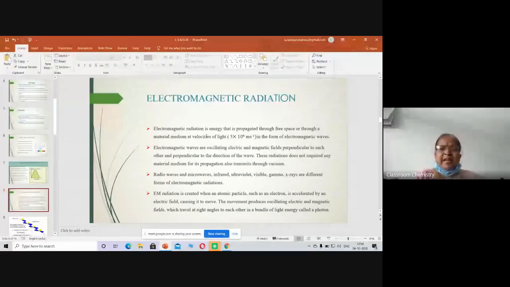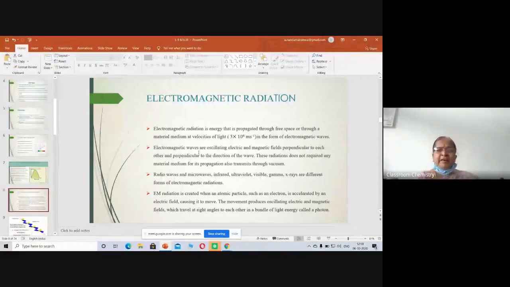Also it propagates through the material medium having the velocities of light. You know the velocity of light is 3 into 10 raised to 8 meter per second in the form of electromagnetic waves. Electromagnetic radiation हे काय? It is the energy. That energy is propagated through free space with the velocity of light 3 into 10 raised to 8 meter per second. These electromagnetic waves are oscillating electric and magnetic fields perpendicular to each other and perpendicular to the direction of the wave. Electromagnetic radiation propagates through free space in the form of electromagnetic waves.